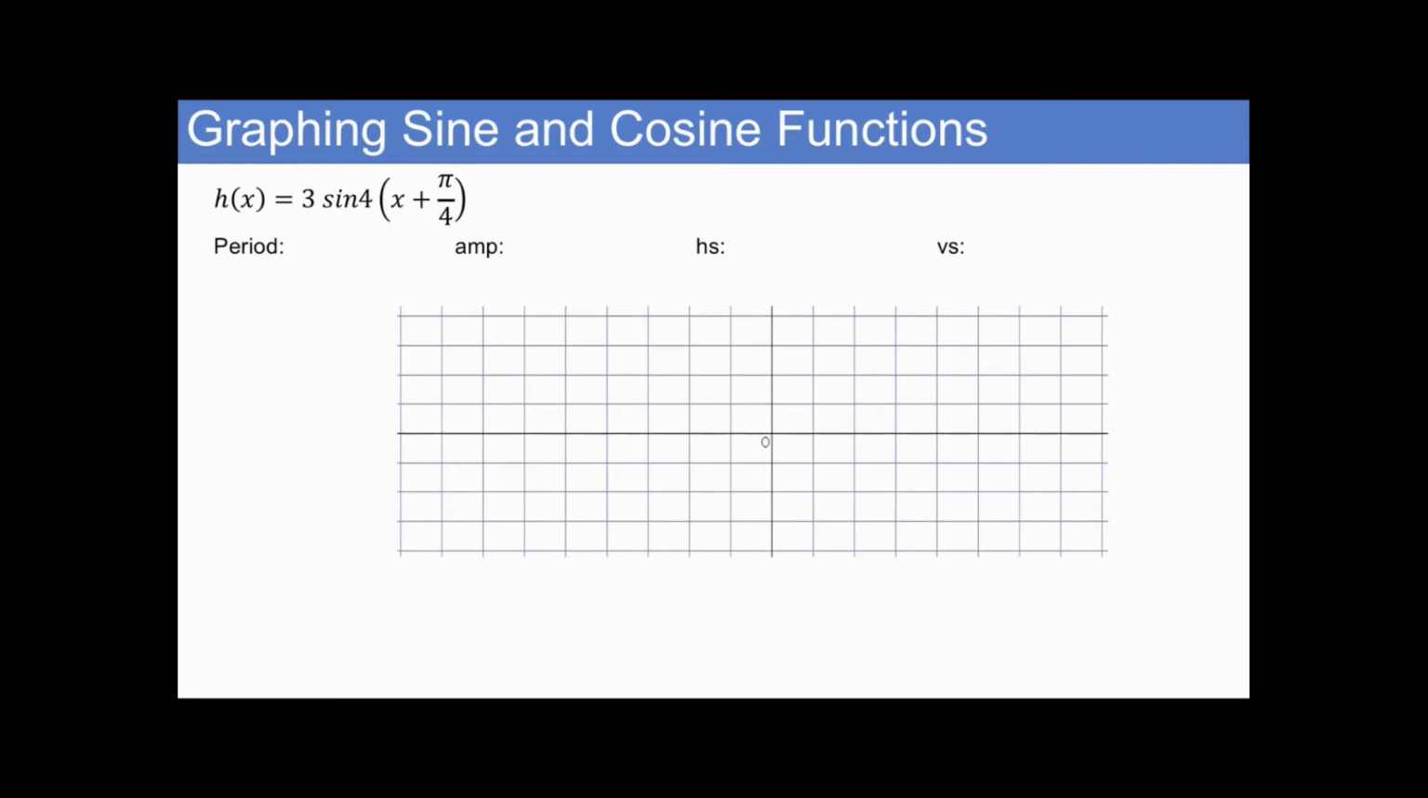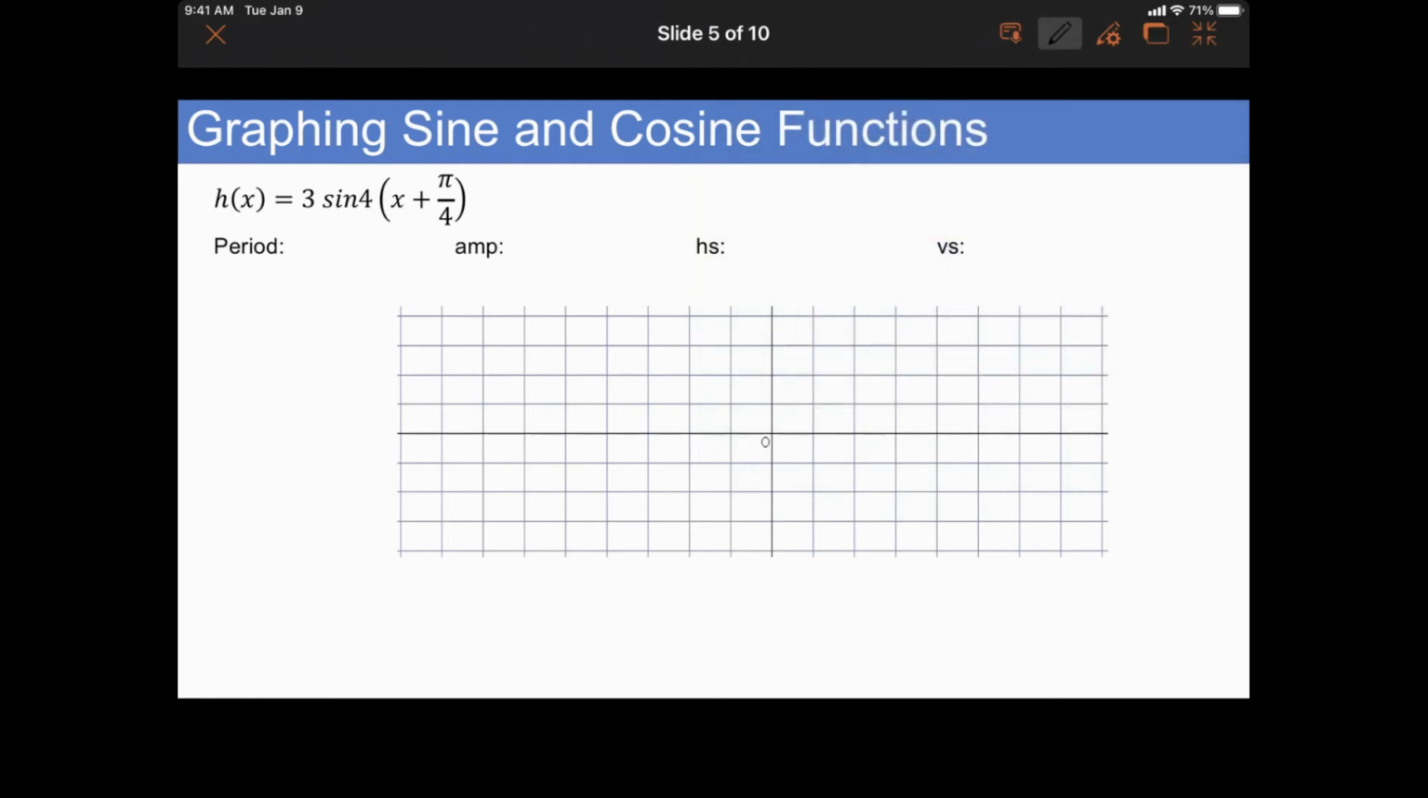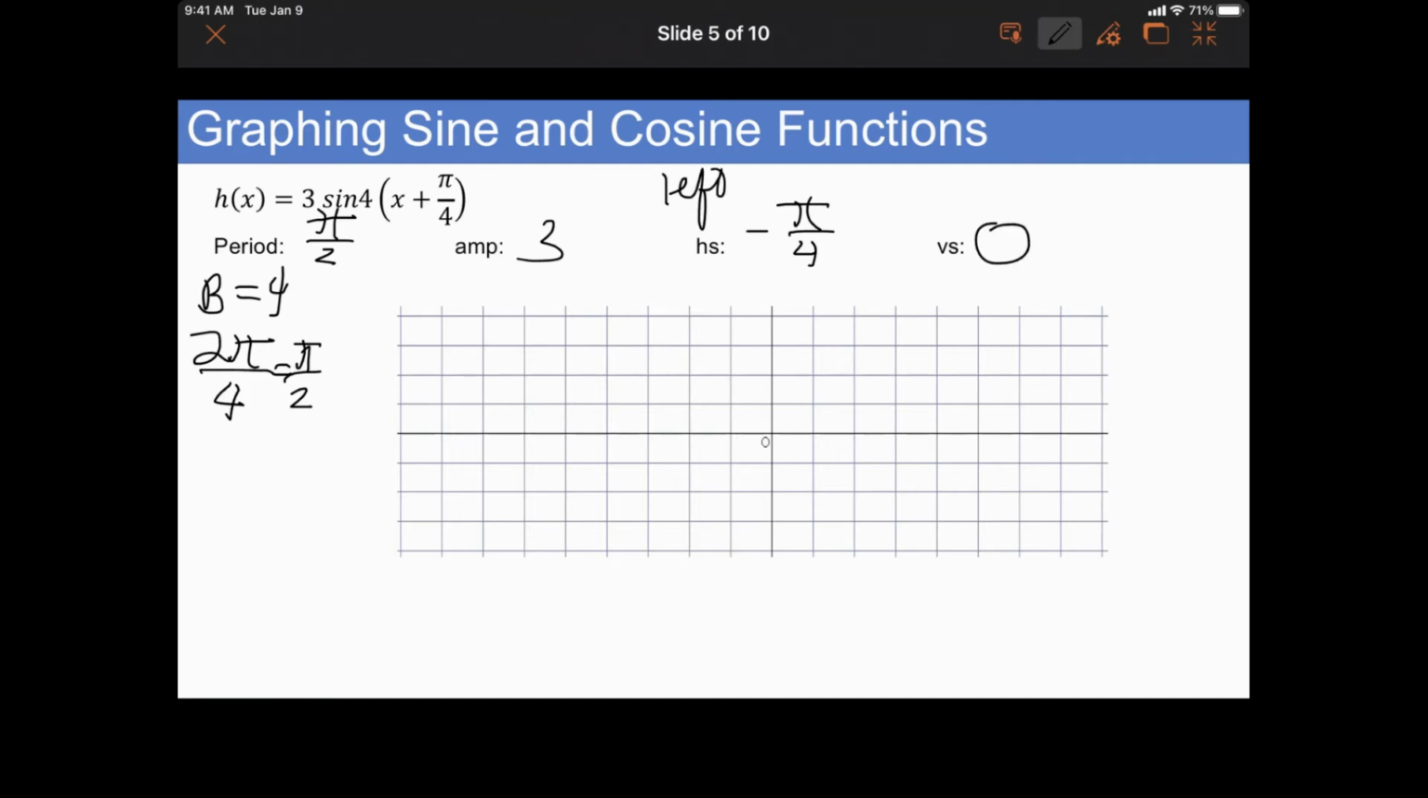All right, so let's try graphing. So the first question is, is this in factored form? And the answer is yes, so I don't have to change it. So we find our b, oops, my bad, which is 4. So my period is 2 pi over b, which is going to be pi over 2. The amplitude is 3. Horizontal shift, again, because it is in factored form, is negative pi over 4, which is left. And then this is 0.